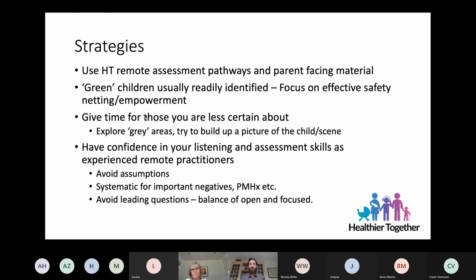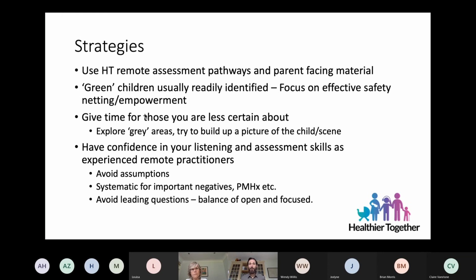And for those children, I think the importance is to move on fairly rapidly, having made that assessment, but to give a bit of time to some proper, effective safety netting and empowerment. And what we're hoping to do there is to try and make the family confident that they understand what they're doing, that they're not going to have to call back in a couple of hours' time when something else changes, unless they really need to, and that maybe the next time the child has the same illness, they're happy that actually they can just look at that material and they don't need to call straight away.